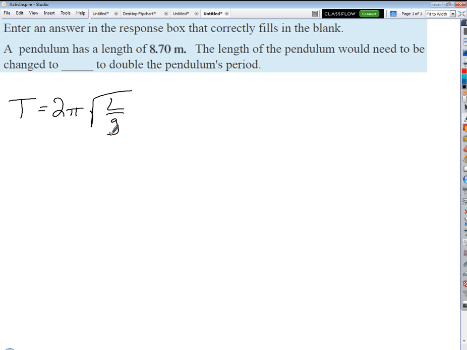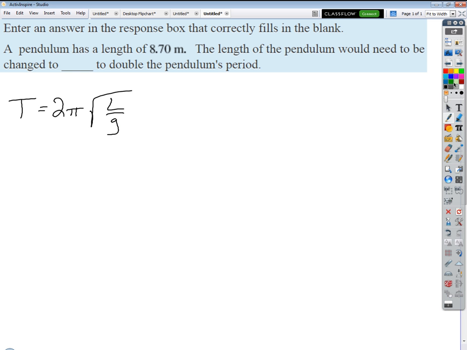Okay, so now there's a couple ways we can do this one. We could find out what the period is that corresponds to a length of 8.7. And then if we want to know what length of pendulum would be needed to double the pendulum's period, whatever answer we get for T, we'll just double it and go back to this equation and solve for L, right? That make sense? Okay, so let's do that then.